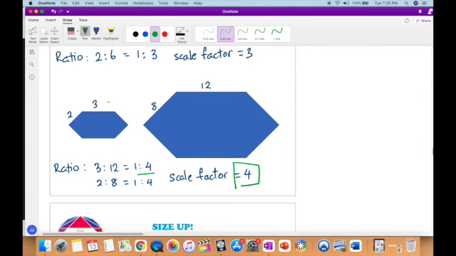Meaning that if I take this smaller shape and I multiply 3 times 4, I'll get 12. If I multiply 2 times 4, I will get 8. So therefore this shape here is 4 times bigger than this one. This shape multiplied by 4 will give you this shape. Nice. So write it down, let me know when you're done.